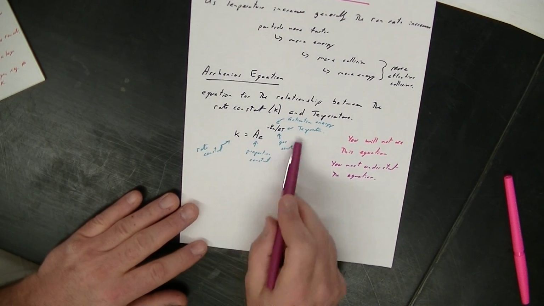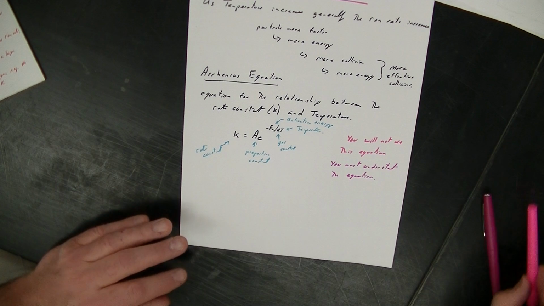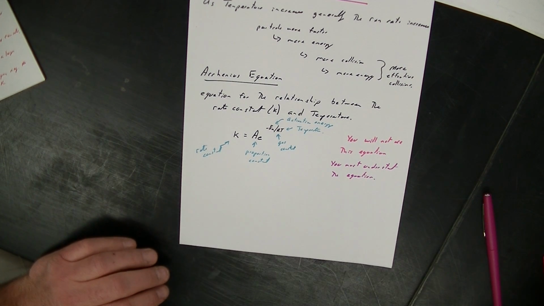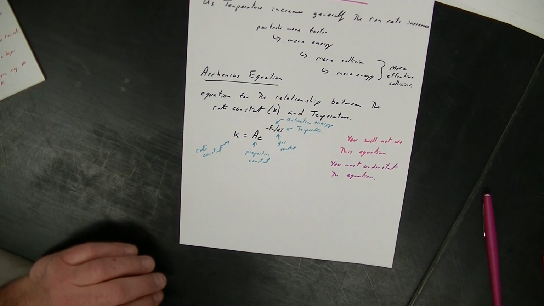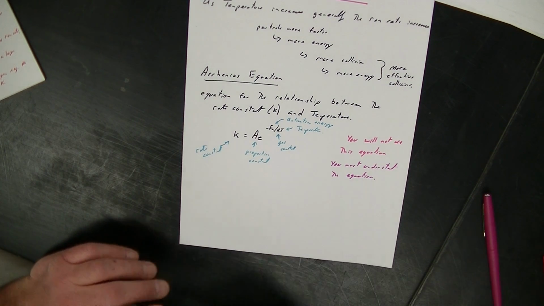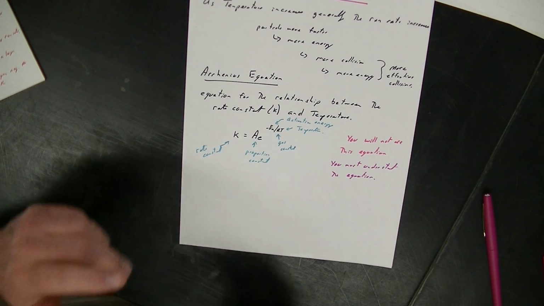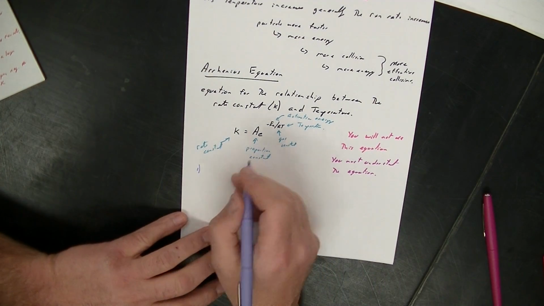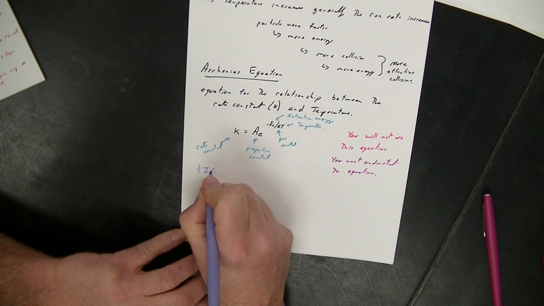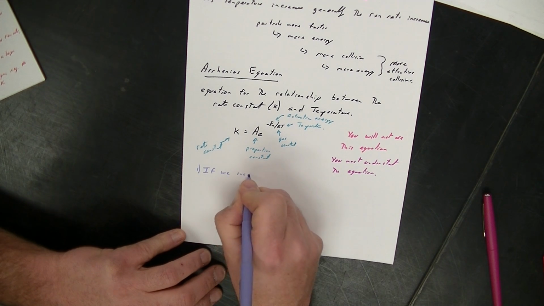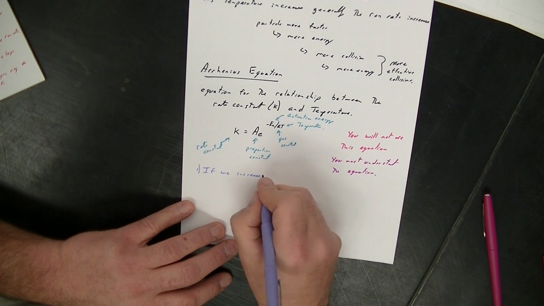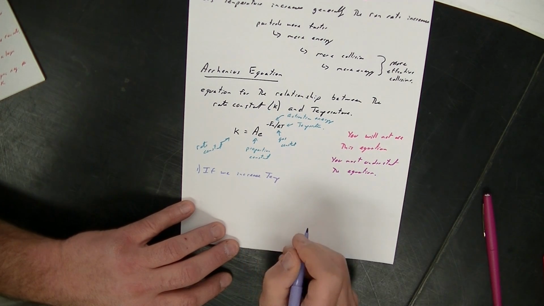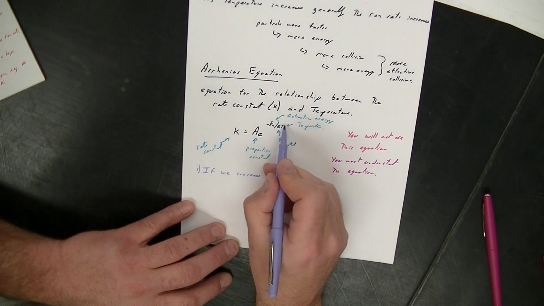So let's go through what this is actually telling us. Let's use purple. So if we increase the temperature, okay, we're manipulating this variable right here. We're manipulating this temperature right here.